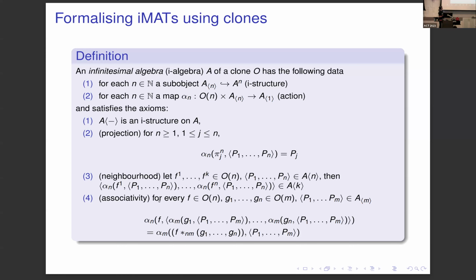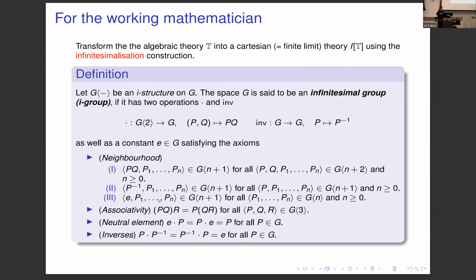Okay, the key thing here, of course, again, is the neighborhood axiom. Everything else is the same as if I would be writing down an algebraic theory. The neighborhood axiom is the one that makes it an infinitesimal model. And again, the same idea: if you start with a neighborhood, you remain in the neighborhood. That's what it says. Now, this is quite nice.